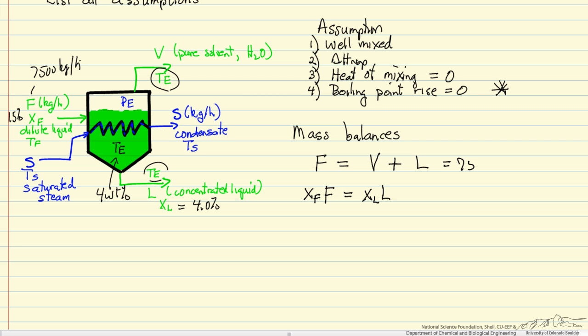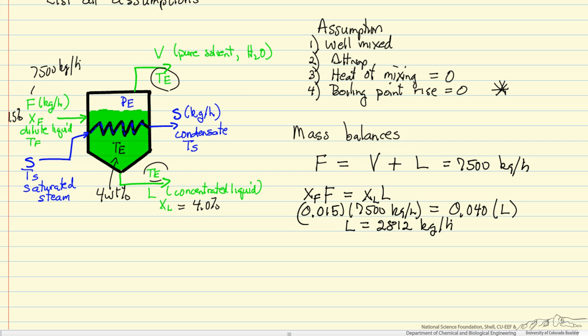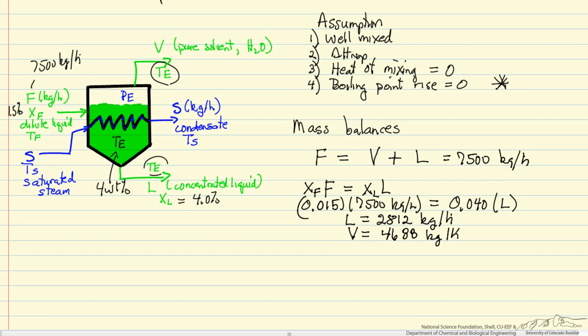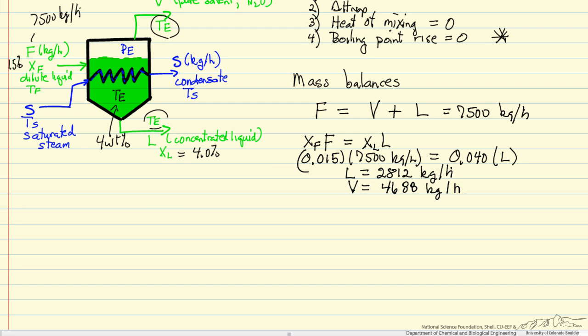So this is 7,500 kilograms per hour. And we don't know L, but of course we can solve this to determine L. So this is the total liquid flow rate, which means the vapor flow rate is 7,500 minus 2812. So the vapor flow rate is 4688 kilograms per hour.